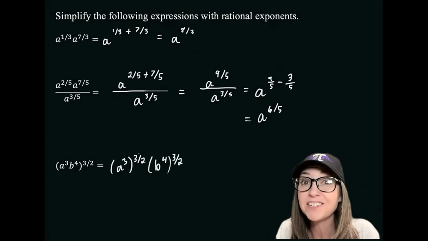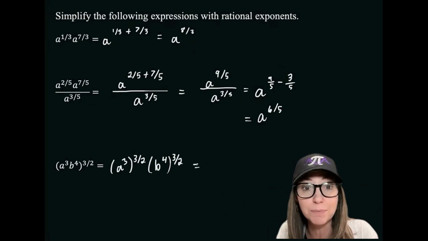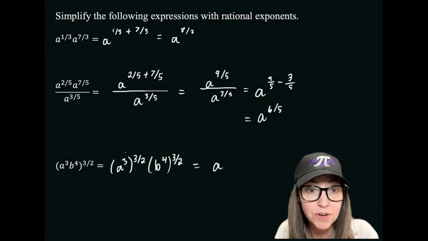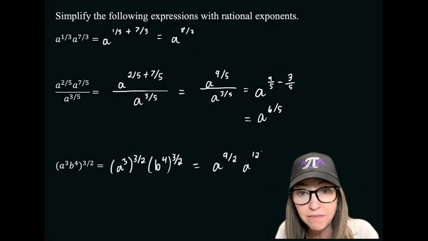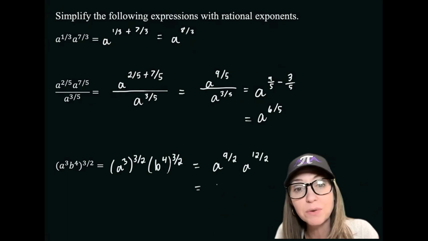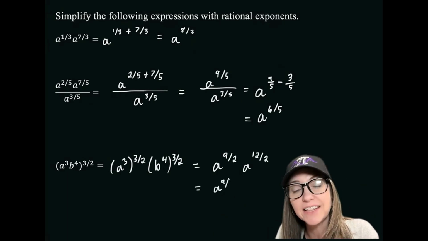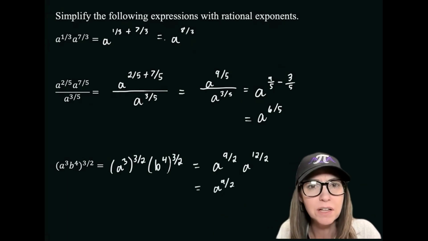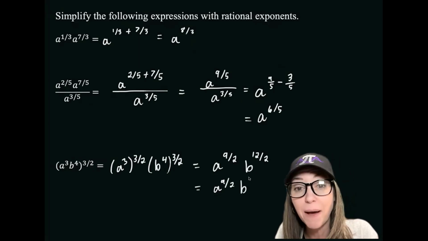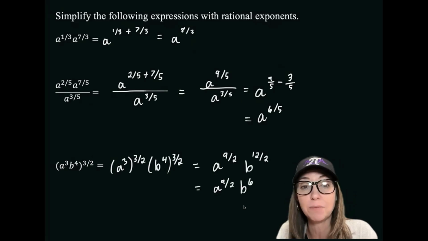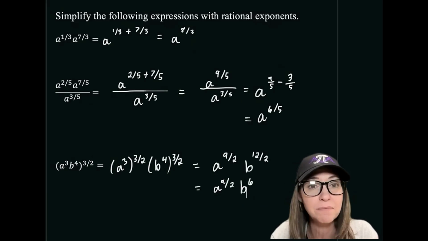Then to simplify each of those by exponent rules, we multiply. So we're going to do 3 times 3/2, which would be 9/2, and 4 times 3/2 would be 12/2. Of course, we can simplify those just a little bit. So that's a to the 9/2 times, oops, that one's a b, b to the 12/2 there, which is b to the power of 6, and that would be a fully simplified answer right there.